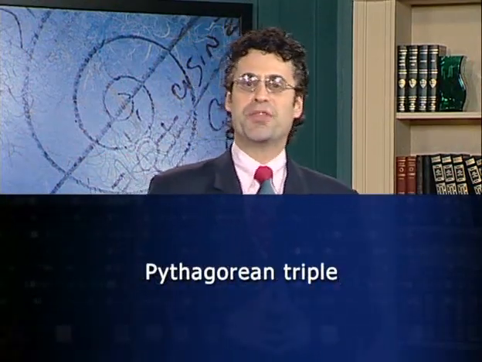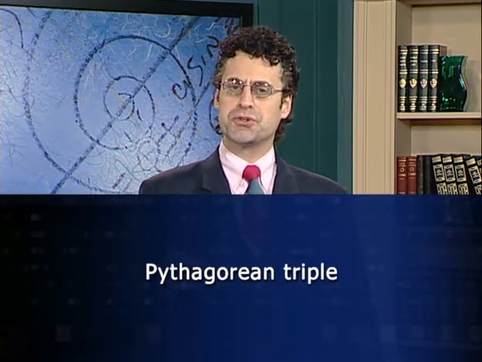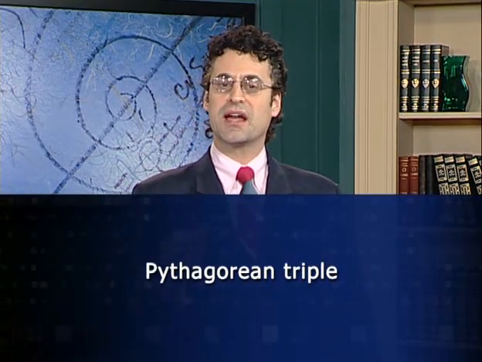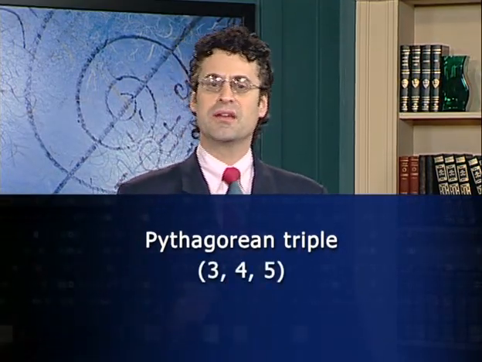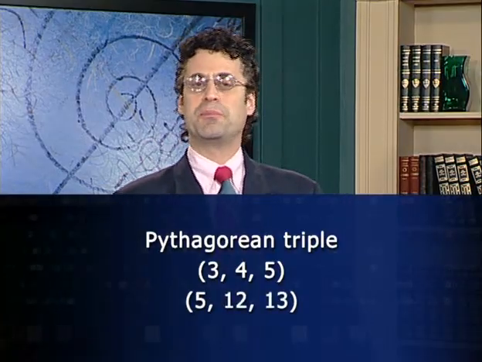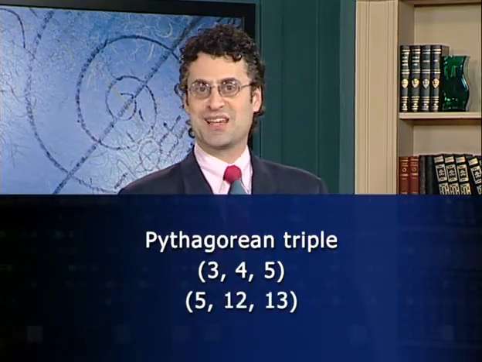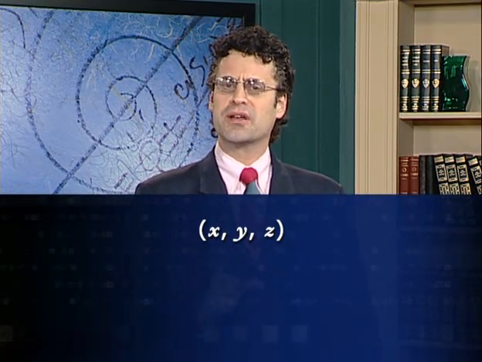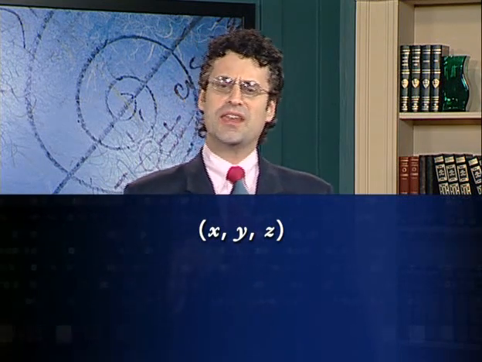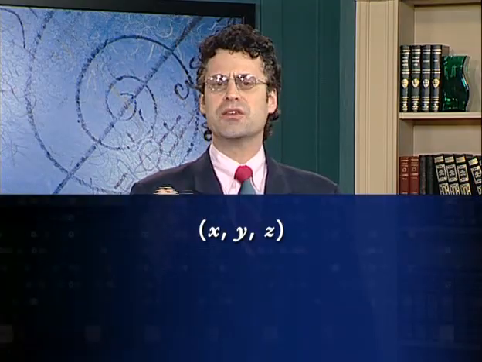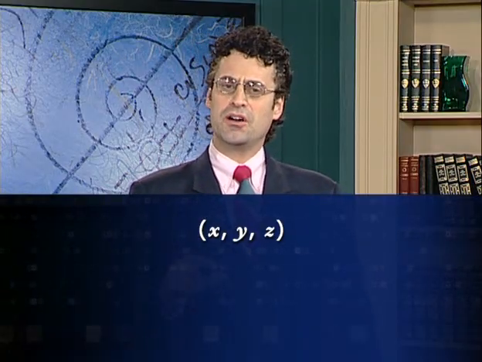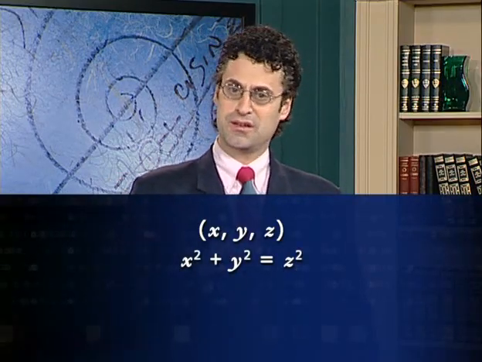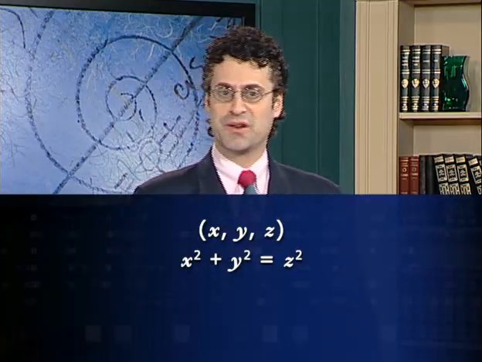Well, let's recall that a Pythagorean triple is a triple of natural numbers that corresponds to the lengths of a right triangle. For example, 3, 4, 5 and 5, 12, 13 are each examples of Pythagorean triples, as we saw in the previous lecture. Suppose that x, y, z is some Pythagorean triple. Then we know that not only are these three values natural numbers, but they are also a solution to the Diophantine equation x squared plus y squared equals z squared. They satisfy the Pythagorean theorem.